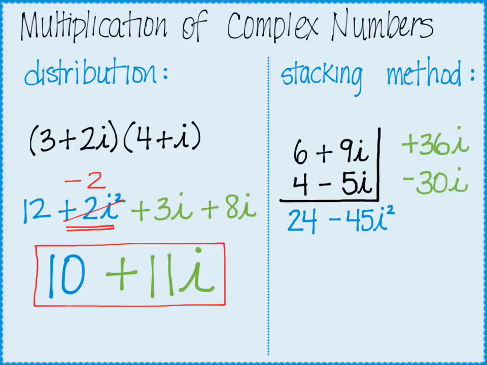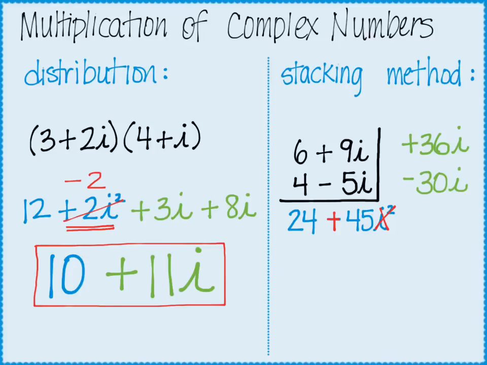Before I collect, I have to look at the numbers I have here, and I notice that I've got i squared, which is a negative 1, and I have a negative 45. So if I had a negative 45 times negative 1, it's actually going to become positive 45. The i squared goes away.